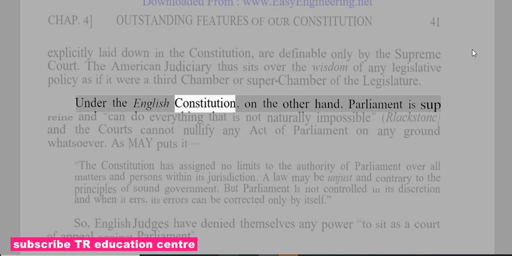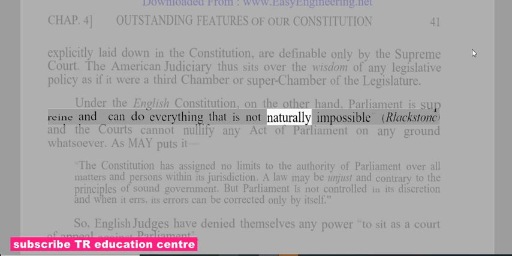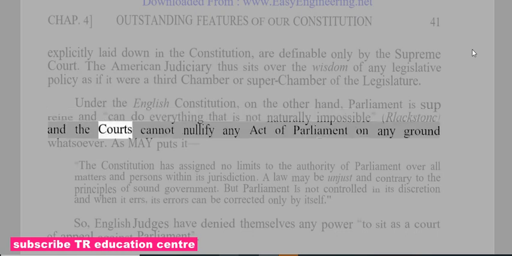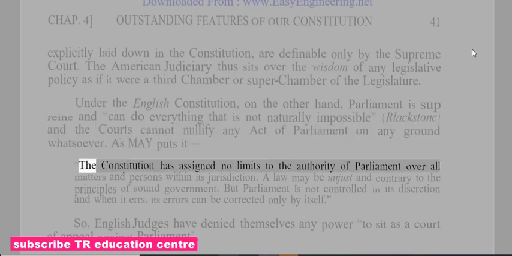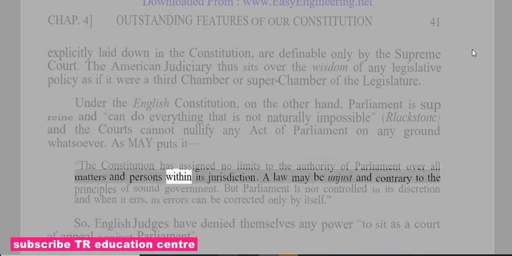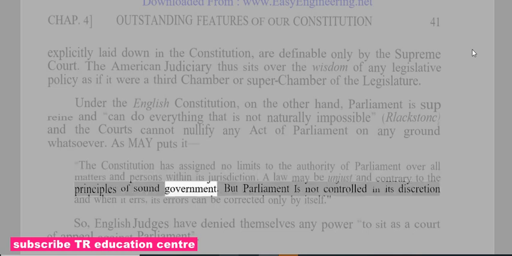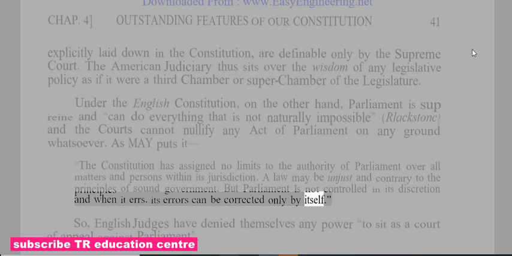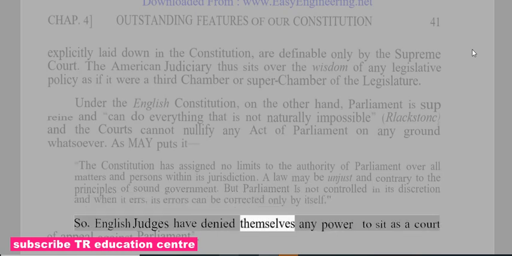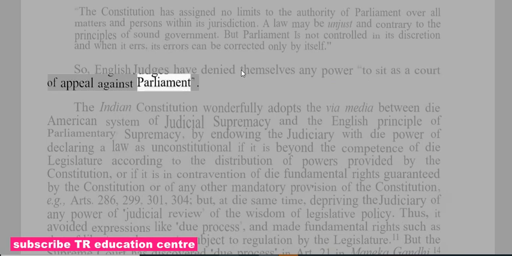Under the English Constitution, on the other hand, Parliament is sovereign and can do everything that is not naturally impossible, and the courts cannot nullify any act of Parliament on any ground whatsoever. As May puts it, the Constitution has assigned no limits to the authority of Parliament over all matters and persons within its jurisdiction. A law may be unjust and contrary to the principles of sound government. But Parliament is not controlled in its discretion, and when it errs, its errors can be corrected only by itself. So, English judges have denied themselves any power to sit as a court of appeal against Parliament.